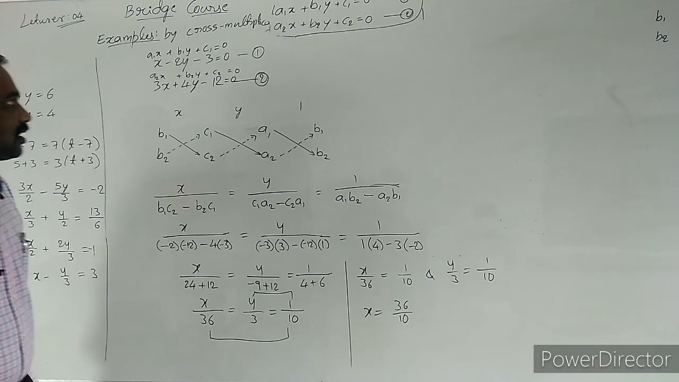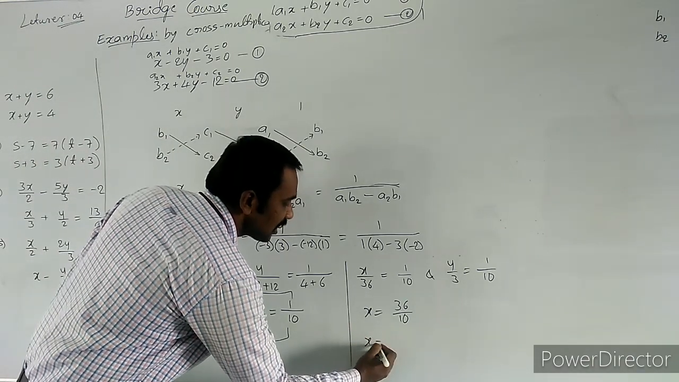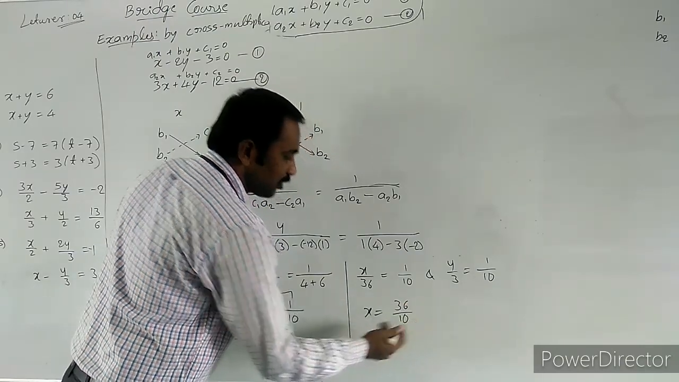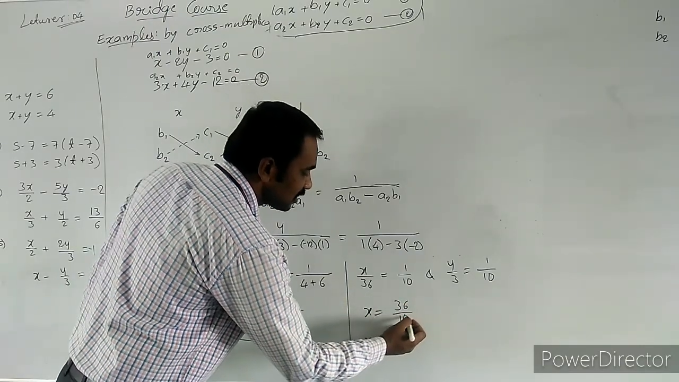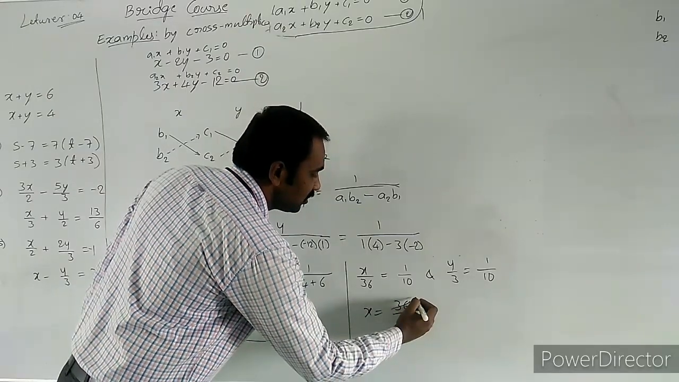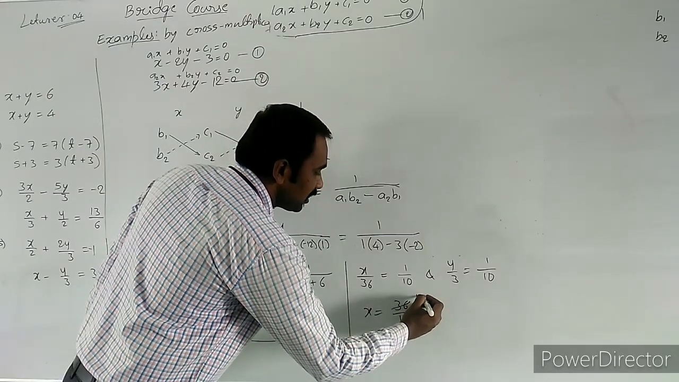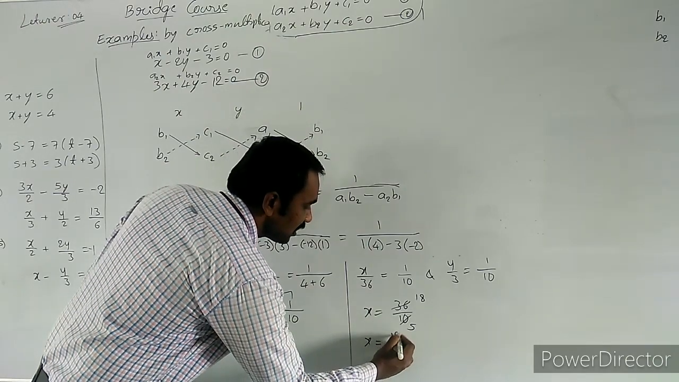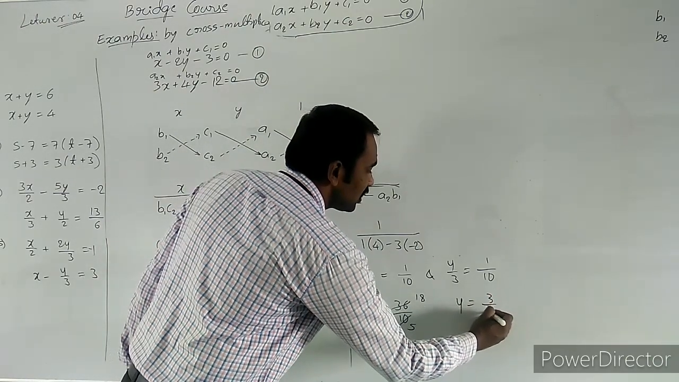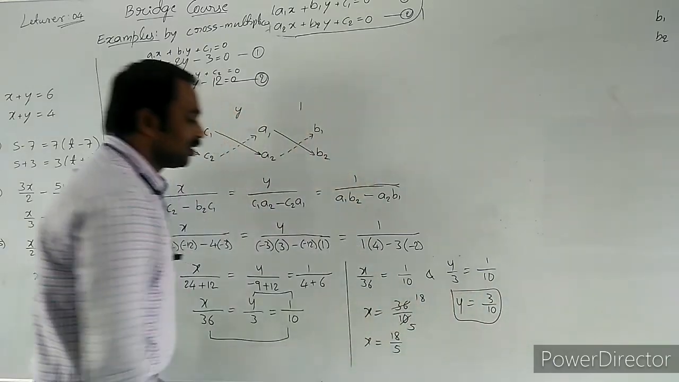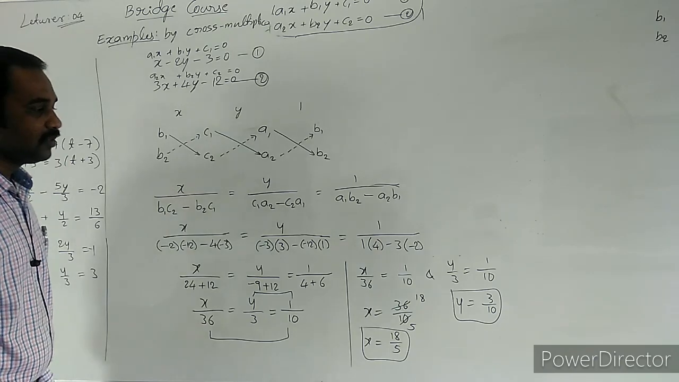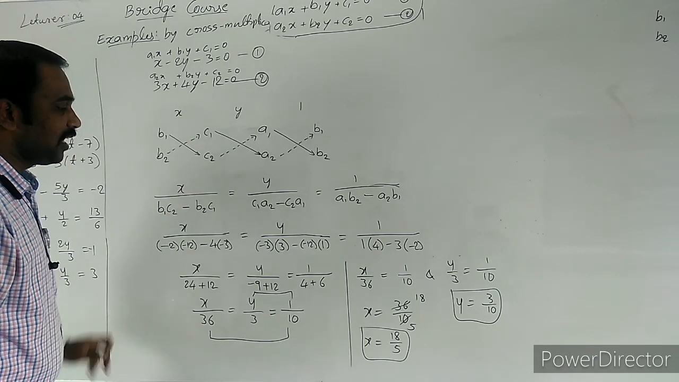X is equal to 36 divided by 10, which means x is equal to 3.6. Instead of writing 3.6, I just write it as a fraction: 2 sixes are 12, 2 threes are 6, that means 18 divided by 5. And similarly here y is equal to 3 divided by 10. So what happens here? X is equal to 18 by 5, y is equal to 3 by 10.